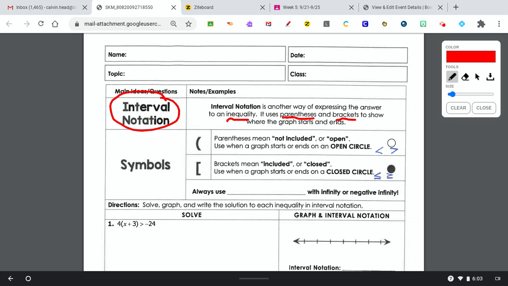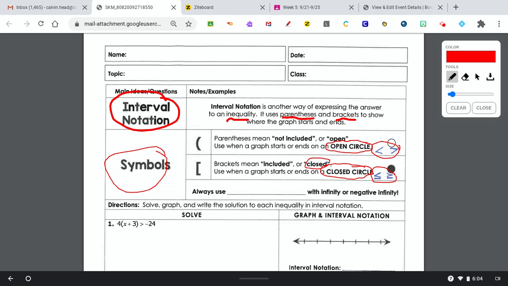Pay close attention here to the symbols. The parentheses mean not included, or open circle. Brackets mean included, or closed, so they deal with the closed circle. Parentheses is open circle, brackets is closed circle. Notice right over here, we have the open circle and closed circle inequality symbols.